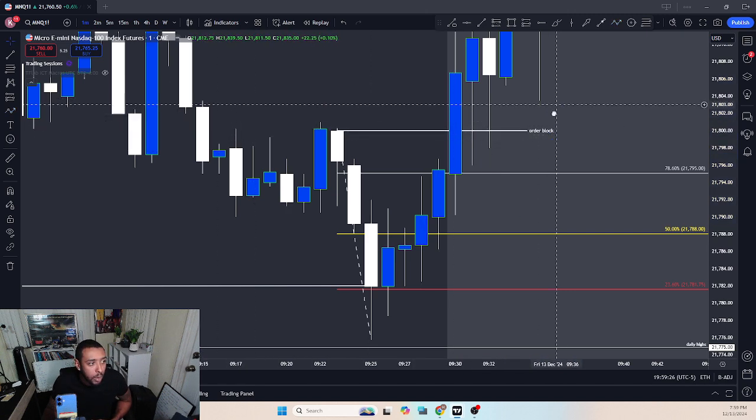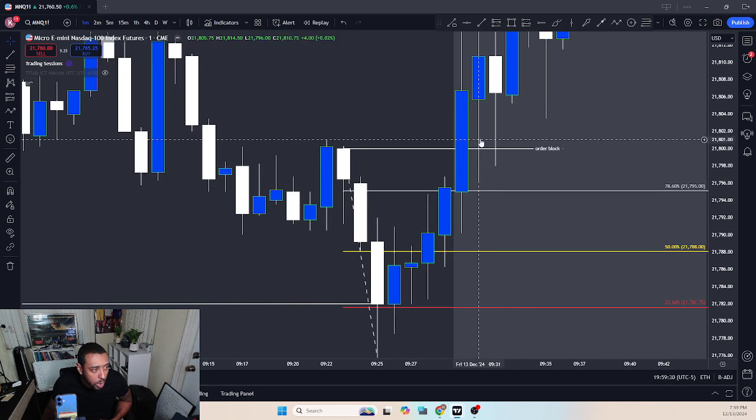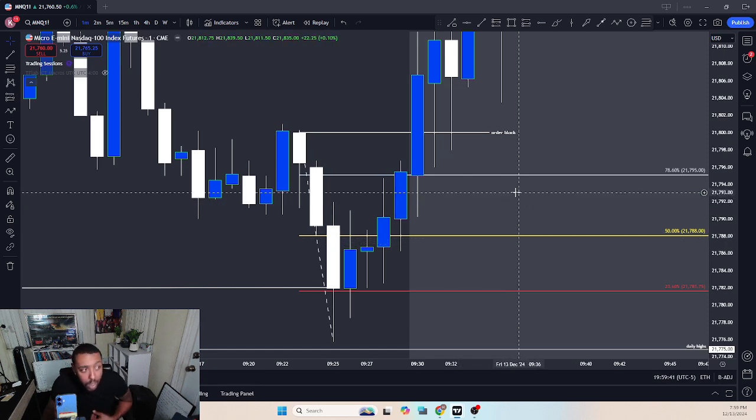So now, it closed up here. This bullish candle came down. So look, it came down. Look where it stopped at. It stopped right here at the 78.6 mark. It didn't even have the willingness to come down to the mean threshold. One sign of it's bullish.